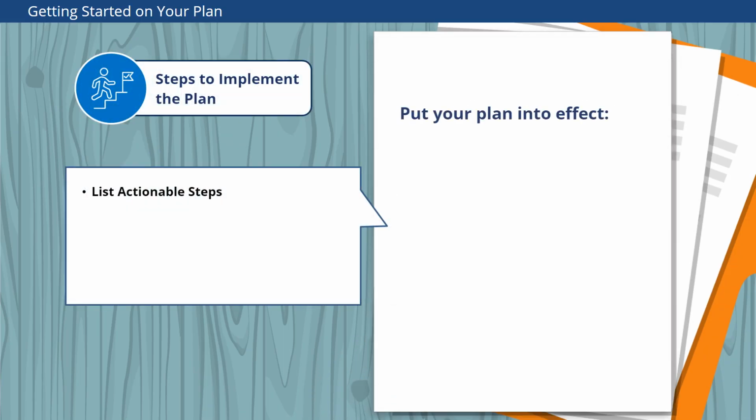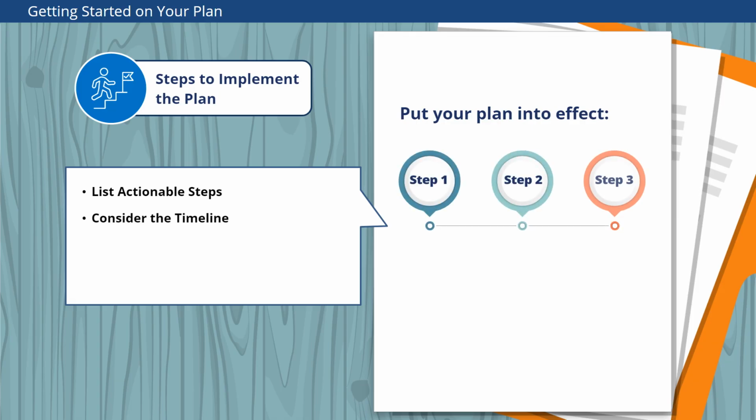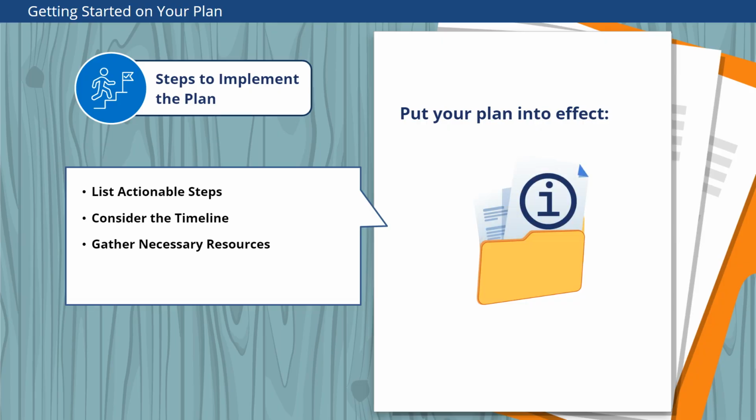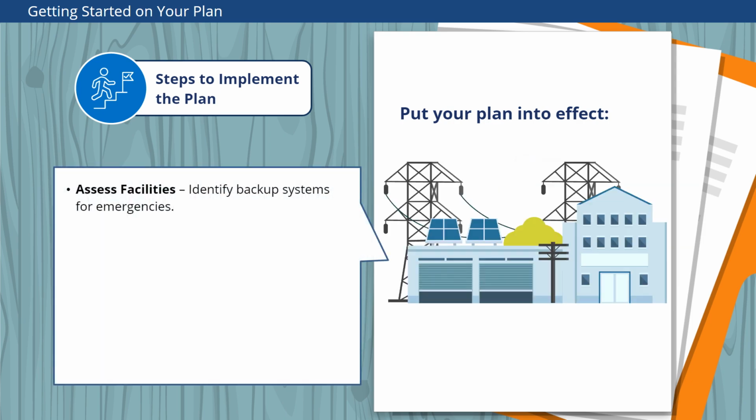Finally, list the steps necessary to put your plan into effect. Be sure to consider the timeline involved. An effective plan might take days, weeks, or even months to draft and implement, depending on the scope. You may need to gather information and resources to put your plan into effect. This might involve learning more about the facilities you rely on, including what backup systems are in place to keep them operational during an emergency.